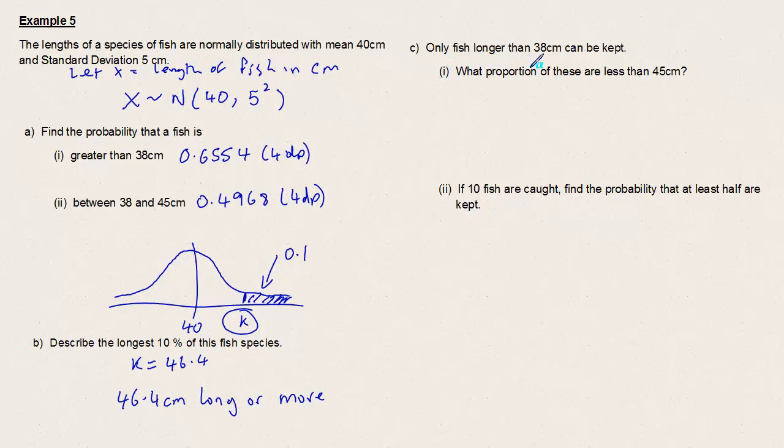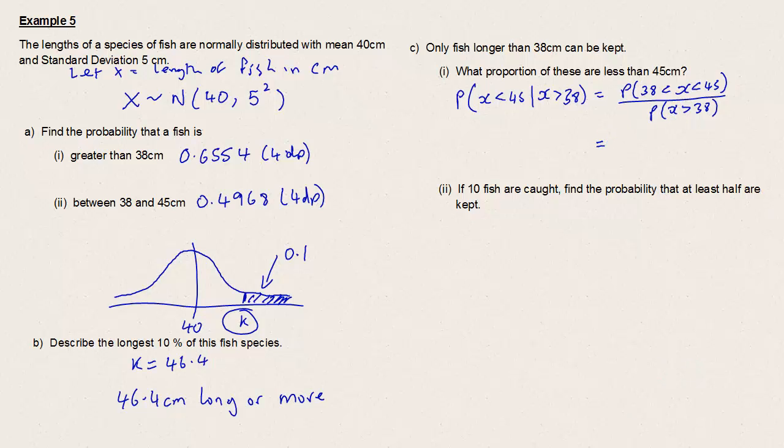Only fish longer than 38 centimeters can be kept. What proportion of these are less than 45 centimeters? So, we're after the probability that x is less than 45 given that x is more than 38. That's going to be the probability that x is between 38 and 45 divided by the probability that x is more than 38.